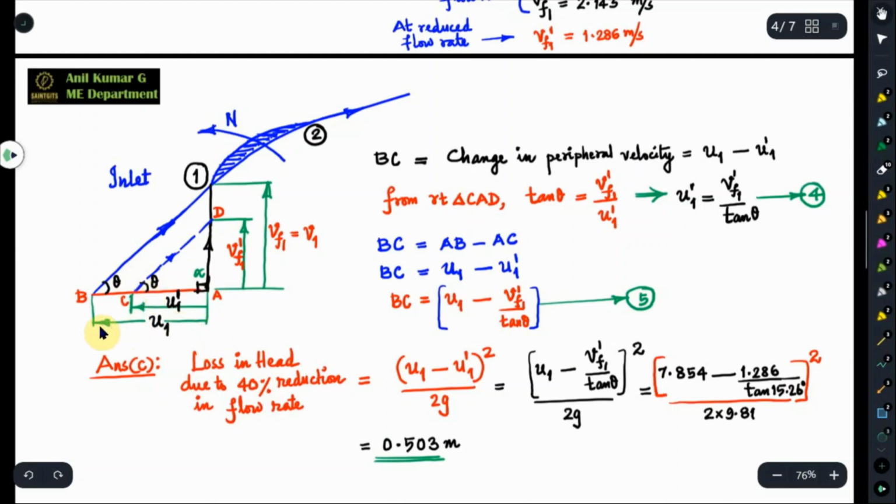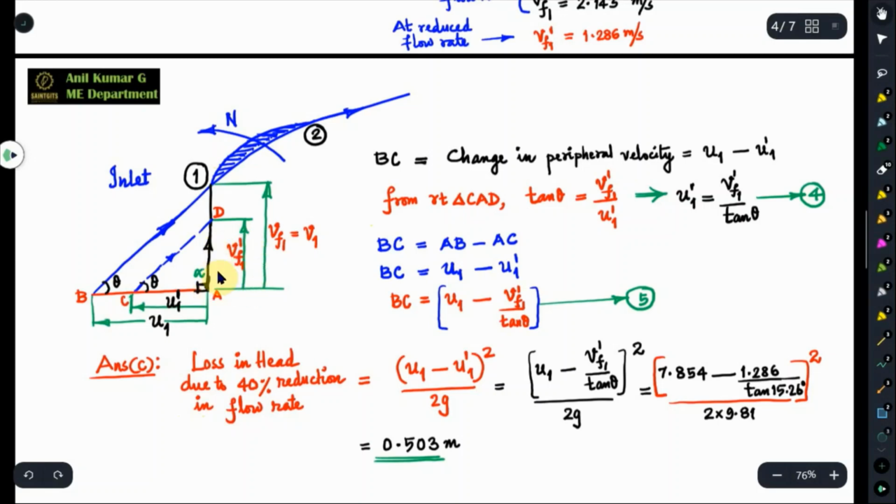So what is the change in velocity? U1 minus U1 dash. So if you calculate the loss of head, that is the loss of head due to the shock loss, and the shock loss is arising out of the off design operating conditions, and that happens because we reduced the discharge from the rated or designed discharge, in which the pump will give the maximum performance. So here we have the loss of head due to the 40% reduction in the flow rate. So how do we get it?